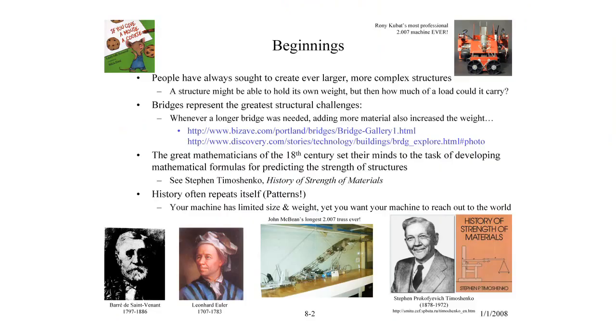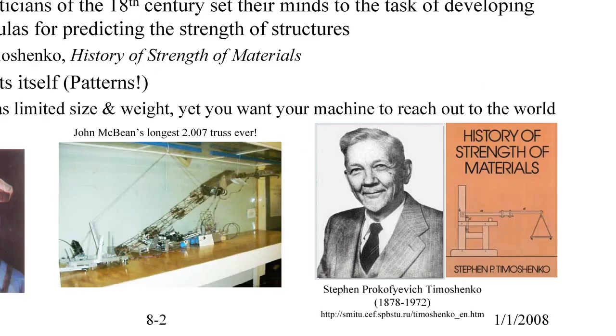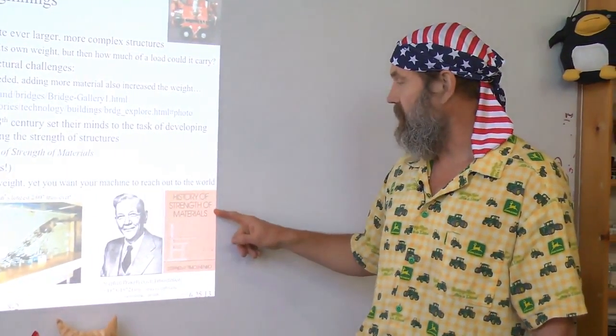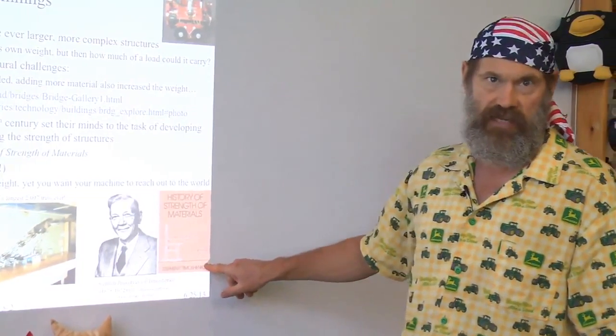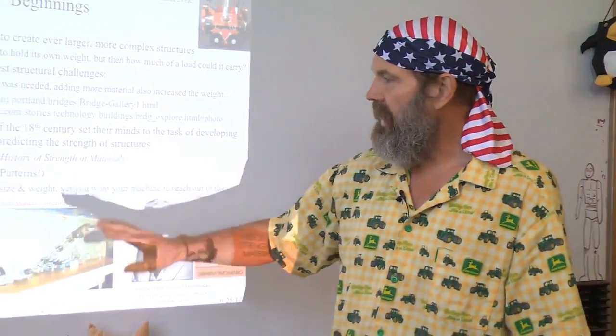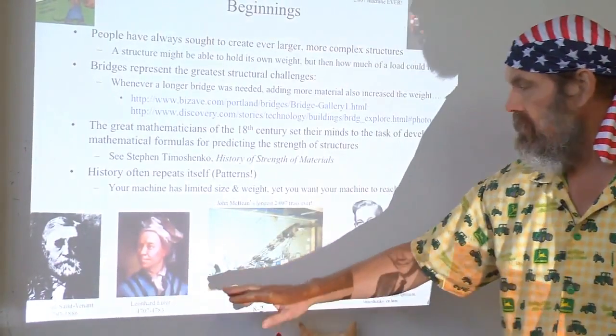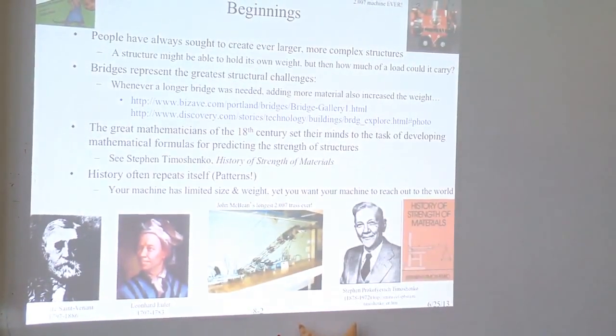So diving right in, once again, history is very important. One of the key people in structural design is Stephen Timoshenko, really interesting cat who also wrote this really neat book, History of Strength and Materials. Highly advise reading this. Going back in time, remember Saint Venant and Saint Venant's principle? Leonard Euler, who figured out how beams bend.